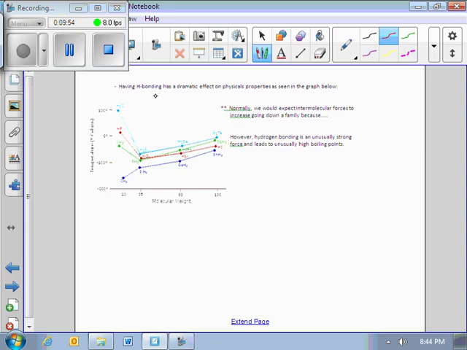Well, because it's an especially strong attractive force, it has a pretty dramatic effect on physical properties, okay? This graph right here, I know it's a little bit hard to read, but on this side, this is boiling point. And this is the molecular mass, or the weight, or how big the molecule is. Okay? Now this blue line, this is what you would normally expect.